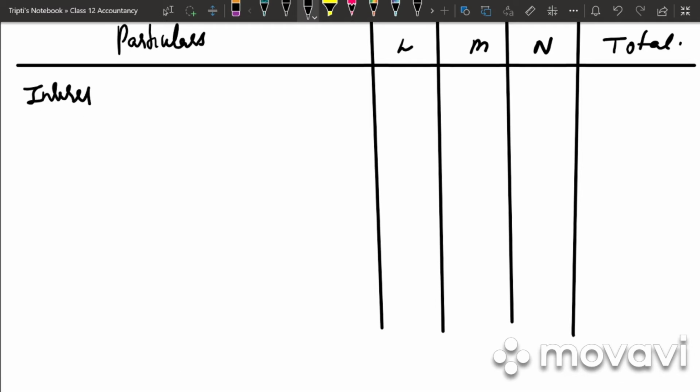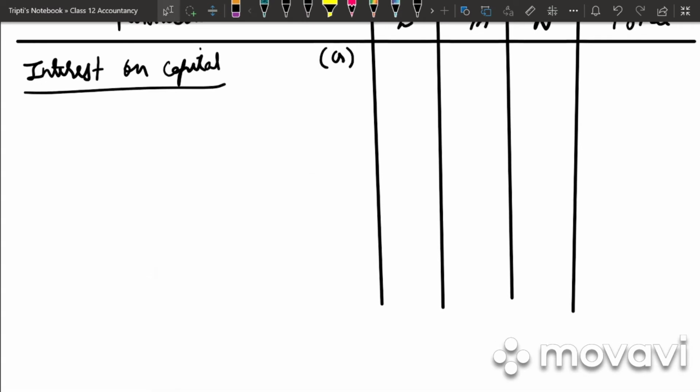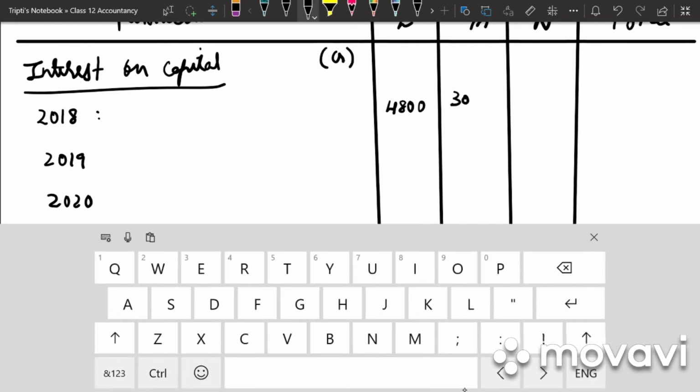So we'll have interest on capital. It is a credit balance. So we have how many years? 3 years. So 2018, 2019, 2020. So first thing, what is the capital of L? It is 40,000. So 40,000 into 12 by 100. That is 4,800 for L. For M it will be 25,000 into 12 by 100, 3,000.